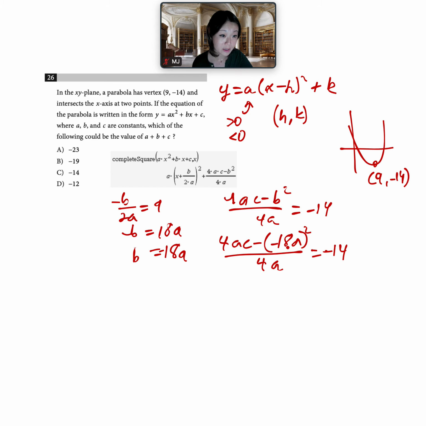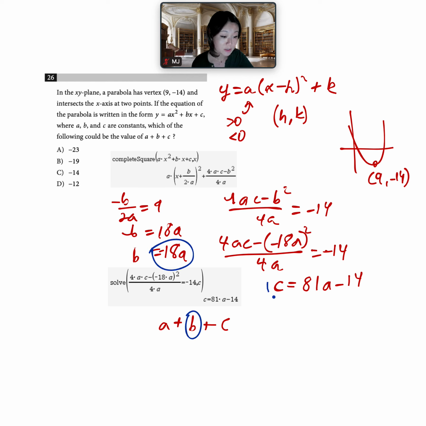You have very limited time, so I'm going to consult my calculator one more time, and this time I'm going to use menu 3.1, and that is the result. When you put this into menu 3.1, it rearranges it for you. So you have that very nice result that c is equal to 81a minus 14. Now, what do we care about? We only care about a plus b plus c. So if I'm trying to find a plus b plus c, I've expressed b in terms of a here, and I've expressed c in terms of a here as well. So very nicely, I can sub out everything so I have an expression with just one letter.